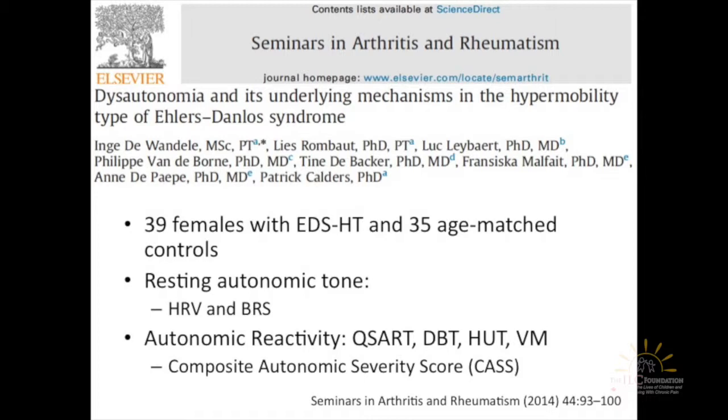His group also did head-up tilt tests, and they calculated the Composite Autonomic Severity Score, which is a score that we use in clinical practice to determine the severity of the disease. It was developed at the Mayo Clinic, in one of the autonomic centers in the States, and we use it to assess the severity of the disease.